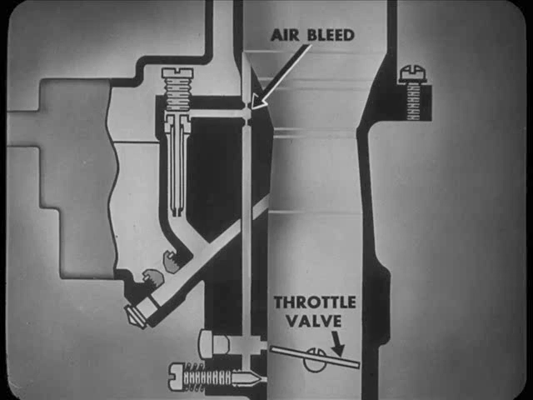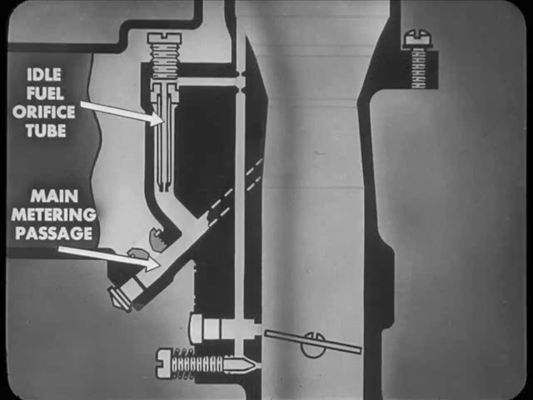So an idle system is added to give a bypass for fuel and air around the throttle. This system is like another little carburetor inside the big carburetor. Where does the idle system get its gas? From the main metering passage, Duke. It's metered through an idle fuel orifice tube.